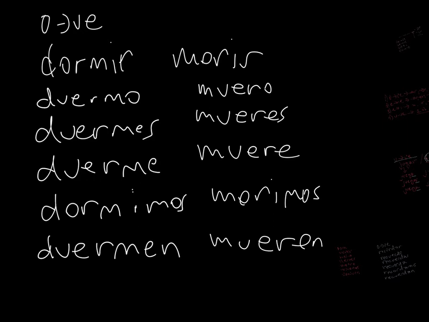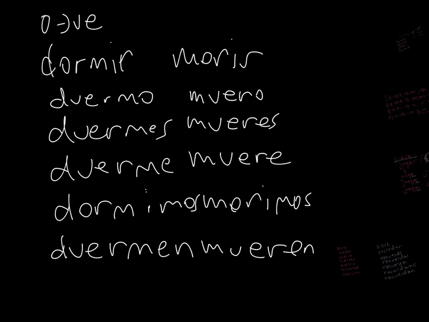Okay, so what we did here again, O changing to UE, IR ending verbs. There happens to only be two IR ending verbs that are stem changing for O to UE, and they are both important, dormir and morir. Muero, mueres, muere, morimos, mueren. Duermo, duermes, duerme, dormimos, duermen.